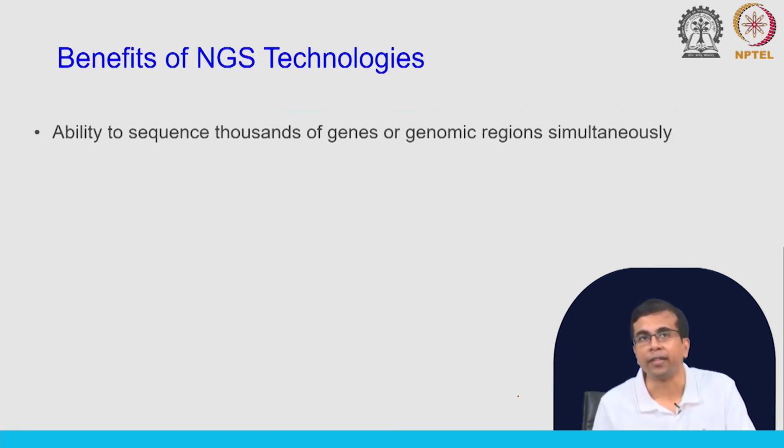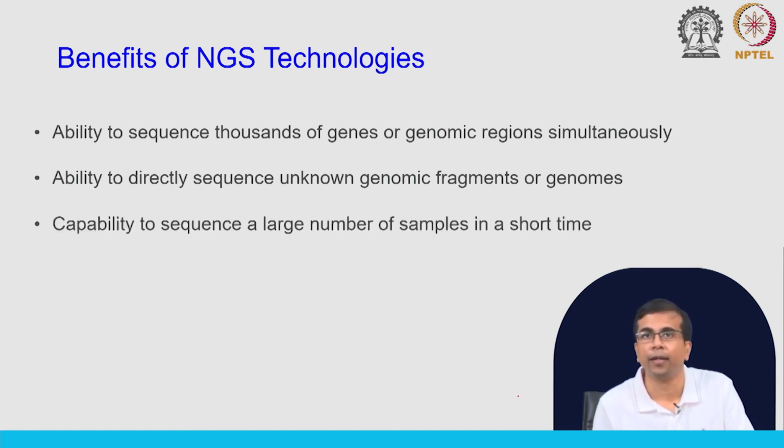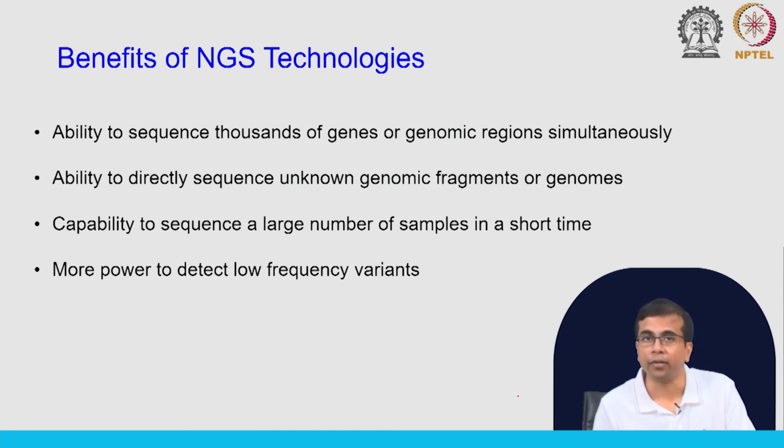So, what are the benefits of NGS technology? NGS technologies simply scale up the whole process of sequencing, making it high throughput. It can sequence thousands of genes or genomic regions simultaneously instead of just one gene fragment that we have seen in Sanger sequencing. It can sequence unknown genomic fragments because this is a direct sequencing method and does not rely on hybridization. It can process a large number of samples in a very short period of time. So, you do not have to wait for 10-13 years to get one human genome, you can do this now in 7-10 days.